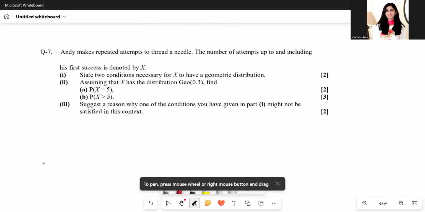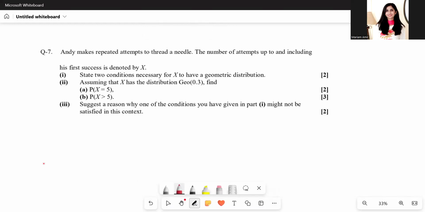Andy makes repeated attempts to thread a needle. The number of attempts up to and including the first success is denoted by X, showing that this is a geometric distribution. Part 1, state 2 conditions necessary for X to have a geometric distribution.